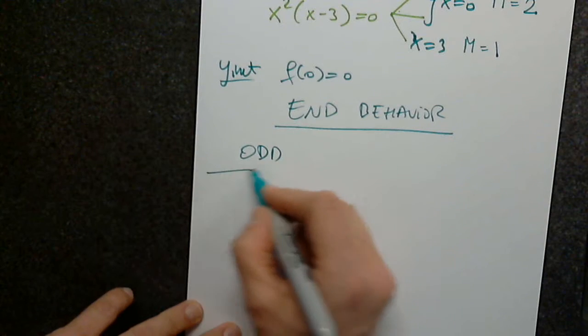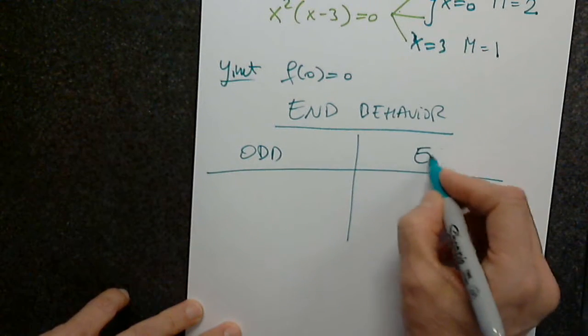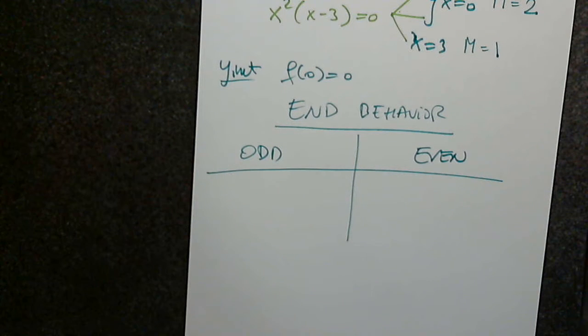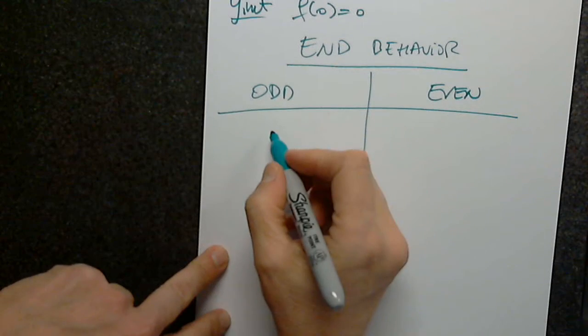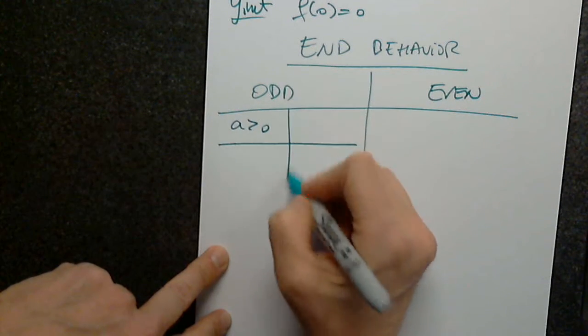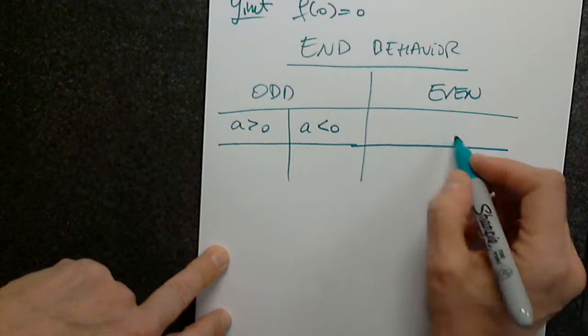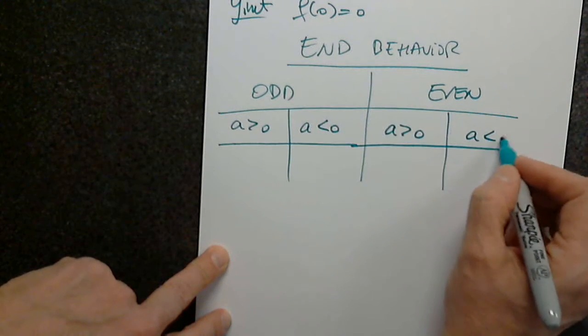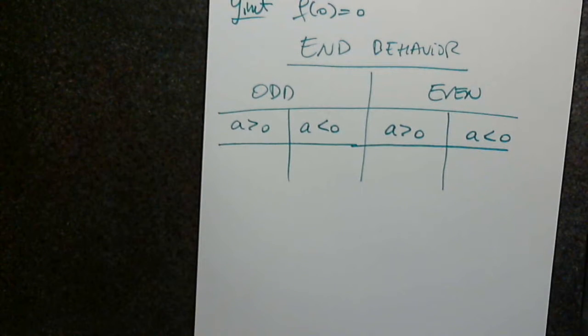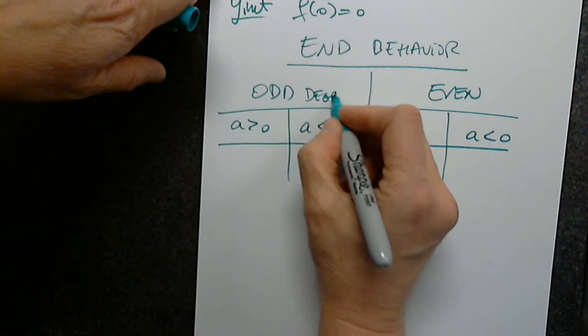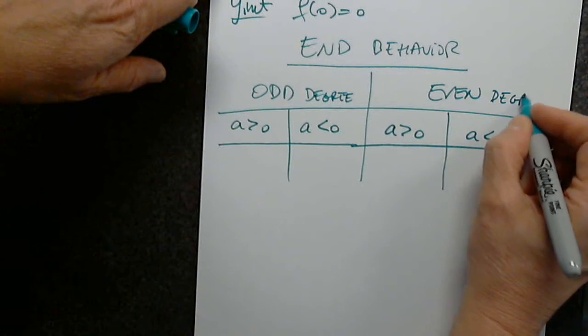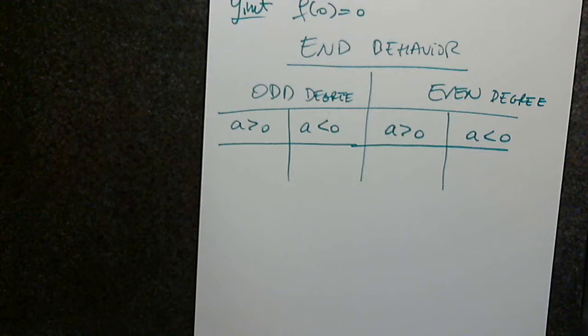Okay, now let's talk about what is called end behavior. If the function is odd, we're not talking about symmetry here, and if the function is even. If the function is odd, there are two options, with a positive leading coefficient and a negative leading coefficient. Same two options for even degree. Let me write it: odd degree, even degree. Because I don't want you to think of something else.